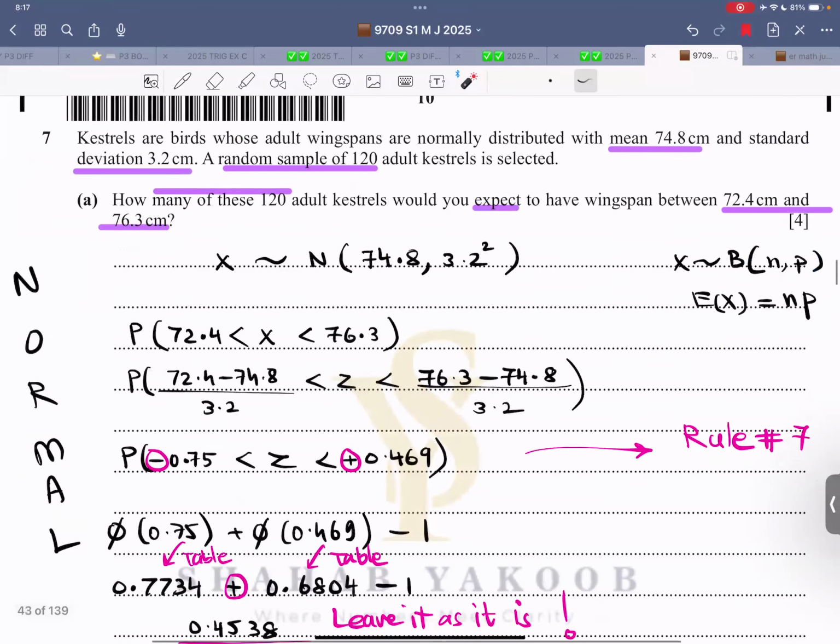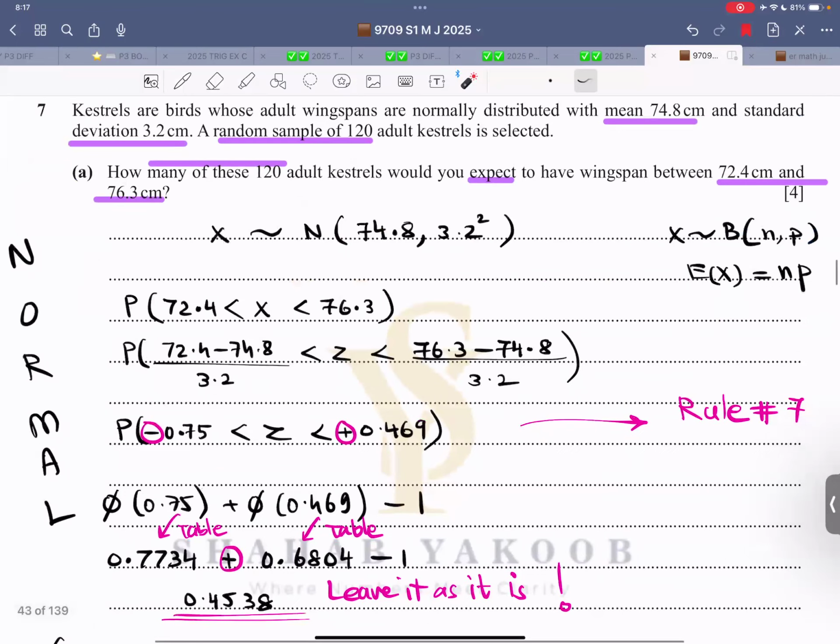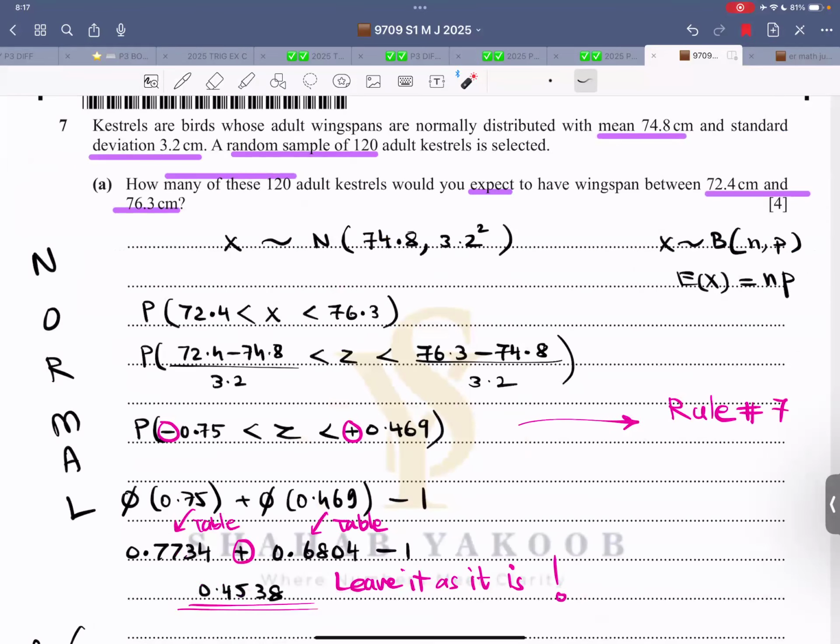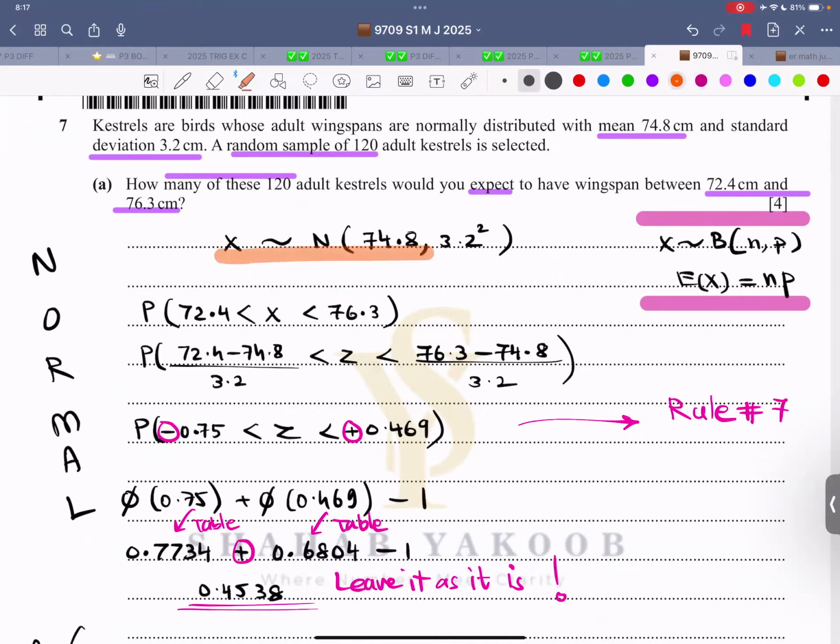So now over here, normal distribution, the mean and variance are given. And when we talk about binomial, that is the formula for expectation. Right now, we are talking about normal distribution. X follows a normal distribution with such and such. Probability X lies between these two values, that is 72.4 and 76.3.